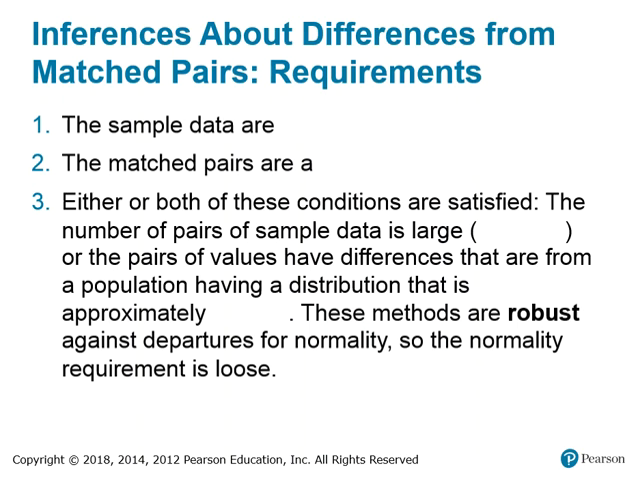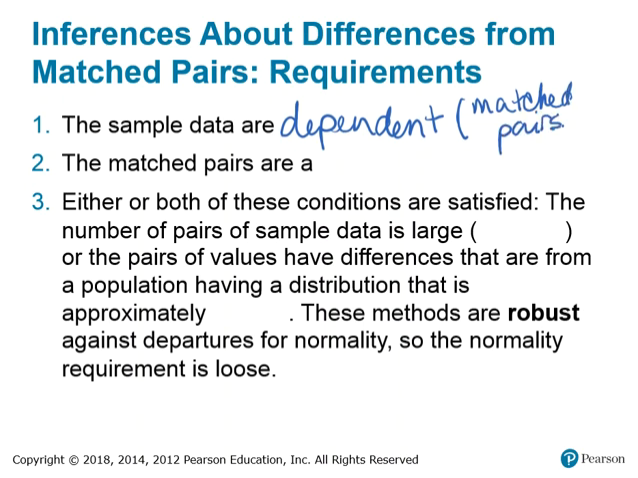So we always have requirements. Our sample data have to be dependent if we are doing matched pairs. And so they somehow have to have something that they have in common. A married couple definitely is an easy matched pair. Twins are an easy matched pair, but that doesn't have to be all they are. We have to definitely make sure that they are a simple random sample.